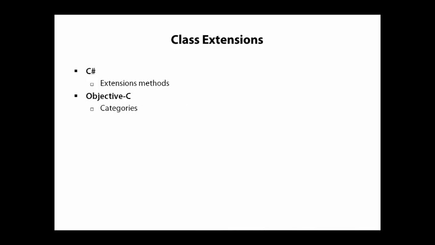So let's look at extending a class. In C Sharp, you're familiar with extension methods, and in Objective-C, we use categories. And categories actually add methods right onto a class, very similar to how extension methods work in C Sharp, except remember that in Objective-C, they're truly being added onto the class because they're dynamically bound.